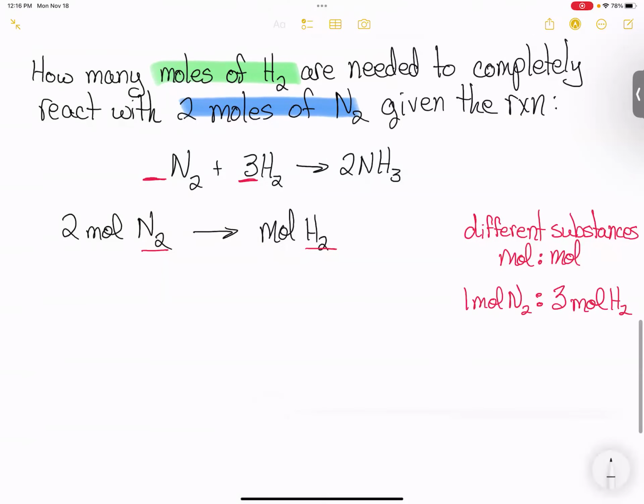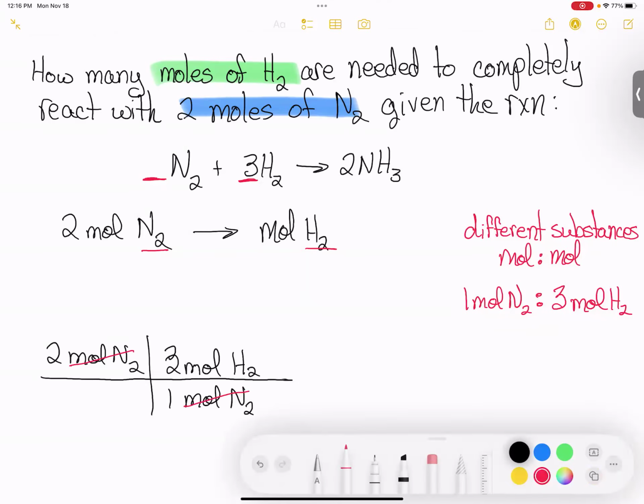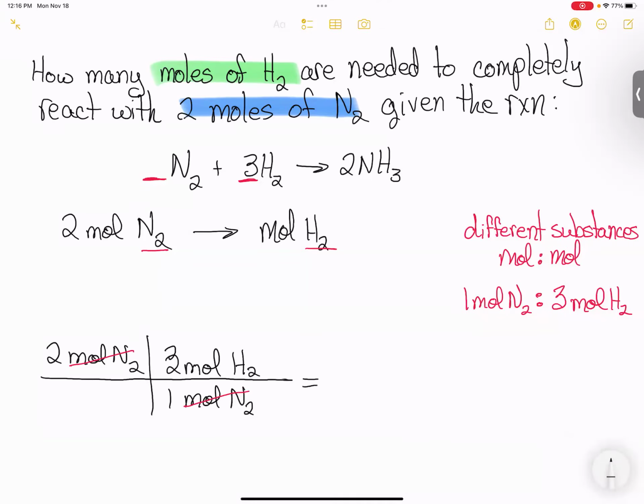We begin our calculation with what we were given, which is 2 moles of nitrogen. The moles of nitrogen have to go in the denominator. So the 1 mole of nitrogen is going to go in the denominator with the 3 moles of hydrogen in the numerator. The moles of nitrogen went into the denominator so that the unit and the substance canceled out, leaving moles of hydrogen, which is what we were asked to solve for. So then you complete the calculation and you get 6 moles of hydrogen.